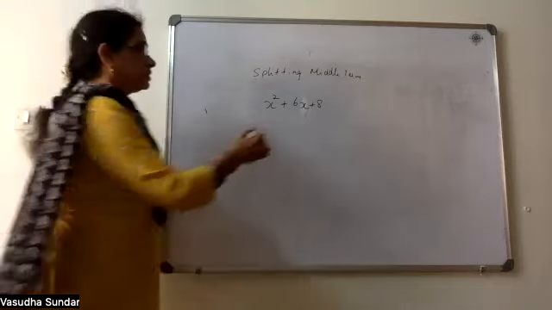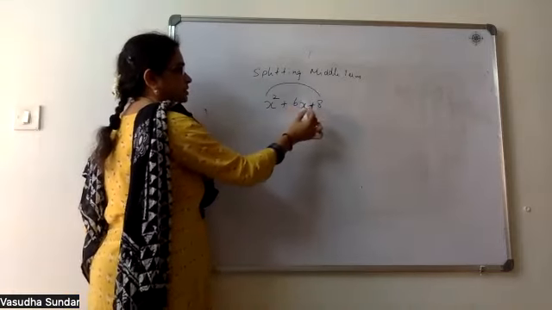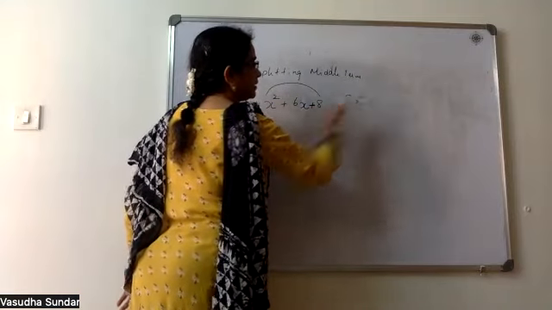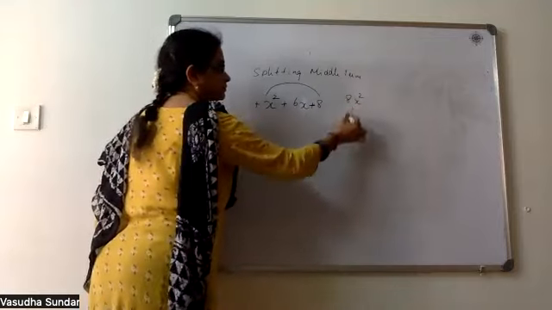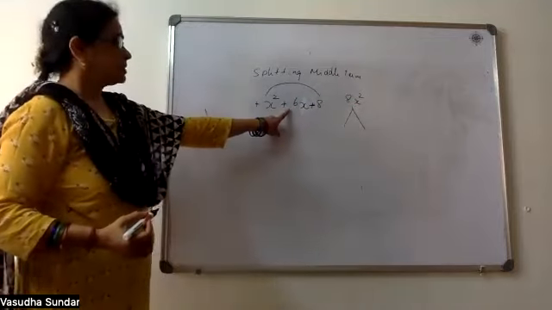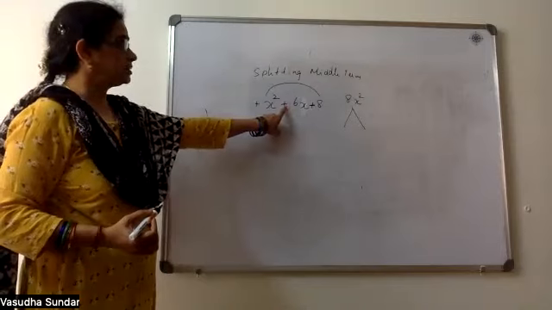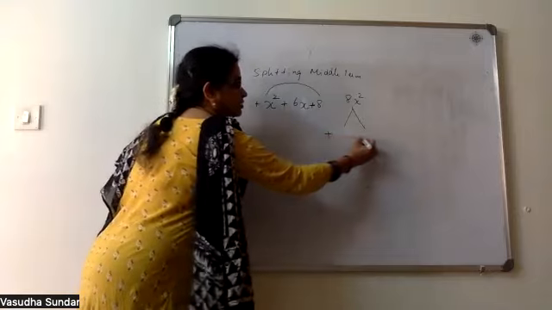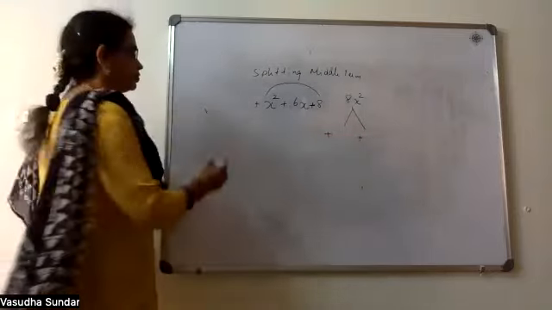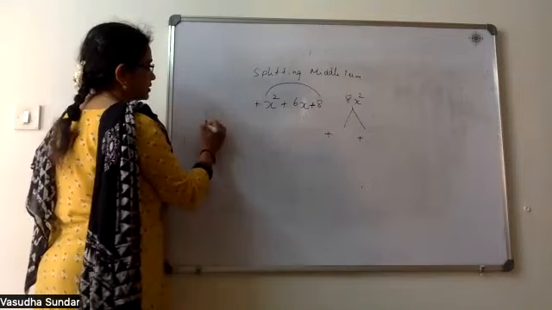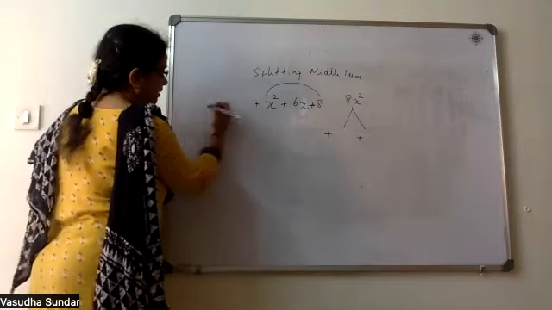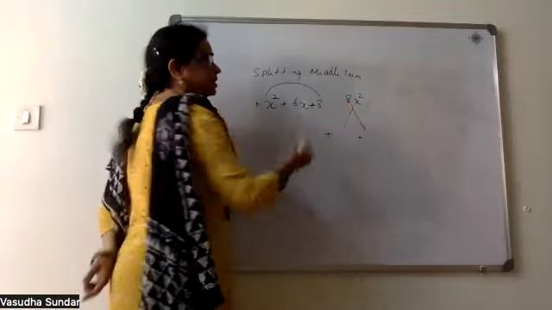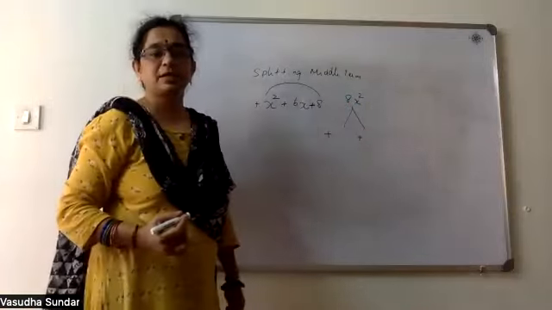Now how do I split the middle term? I take the product of this and this. So plus 8 times x squared is 8x squared. Now I see the sum of the two factors is plus, the product also is plus. So both my factors should be plus. You can make a table, I will do this table in the end. Okay. So now I have to get the product as 8x squared, sum as 6x.